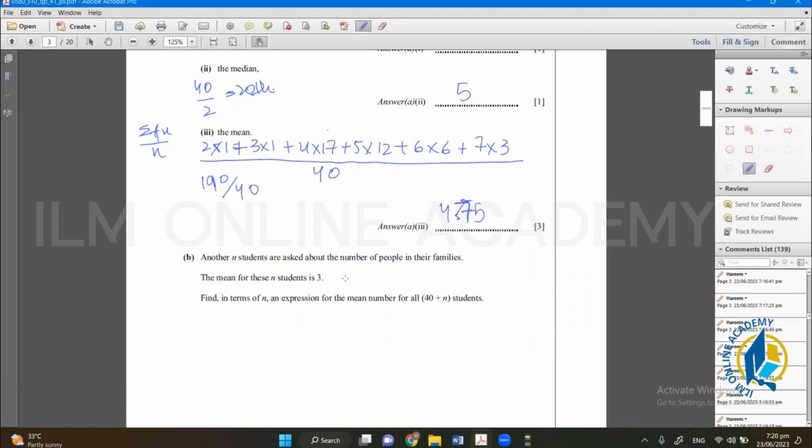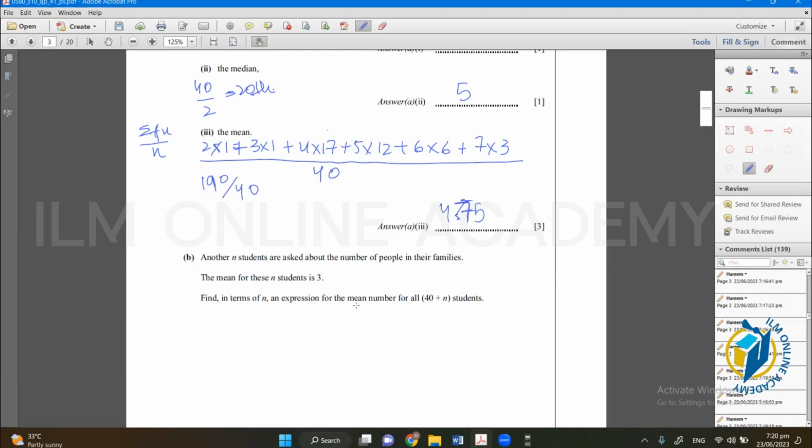Okay, so now another n students are asked about the number of people in their families. What they are saying is another n family, another n people. The mean for these n students is 3. So find, in terms of n, an expression for the mean number for all 40 plus n students.